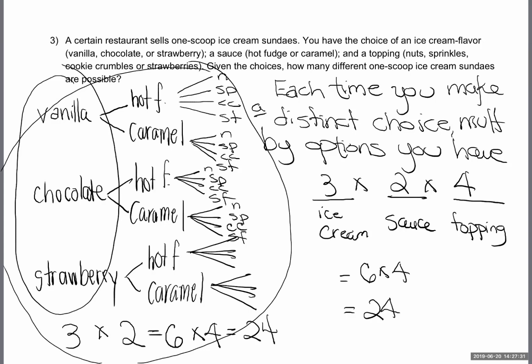So these are the only 2 real methods we're going to use today. Either listing it all out, if the order doesn't really matter, or if we have these distinct things like this, where it does matter, then we can just multiply option by option by option each time we make a choice. Okay, so all we'll have to do is pick out which scenario it is.